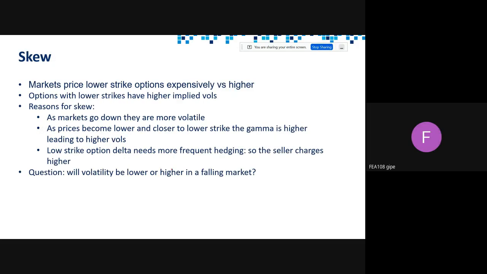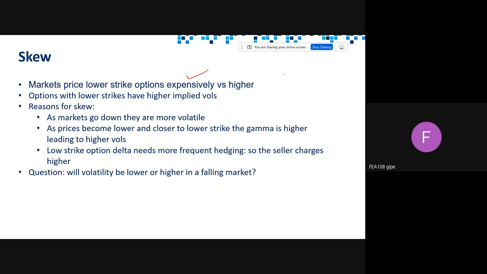So we now come to a very important concept called skew. Markets price lower strike options expensively versus higher. We talked a few minutes back about this problem that as the market starts going down, generally the fear factor rises and the volatility rises. In fact, options with lower strike prices have higher implied vols compared to higher strikes. So lower strike options are expensive versus higher. Just the quirk of the market, right?